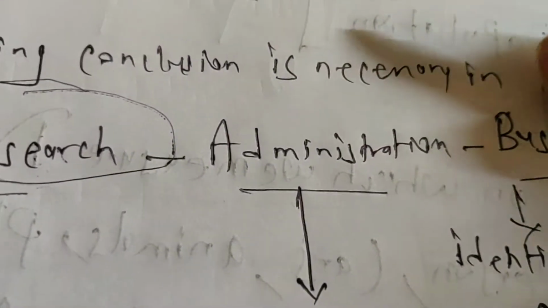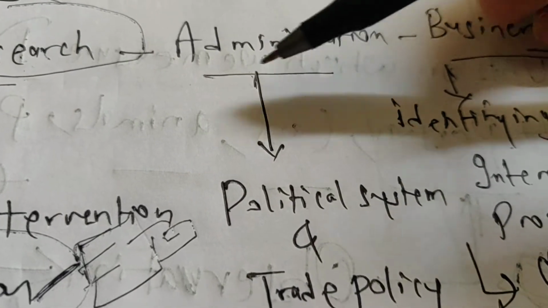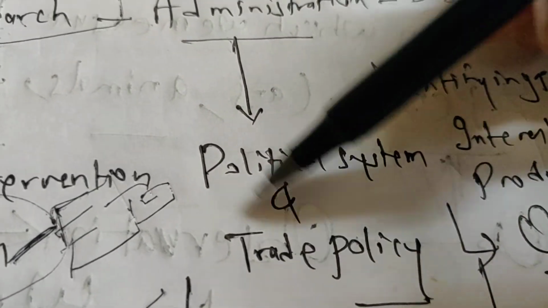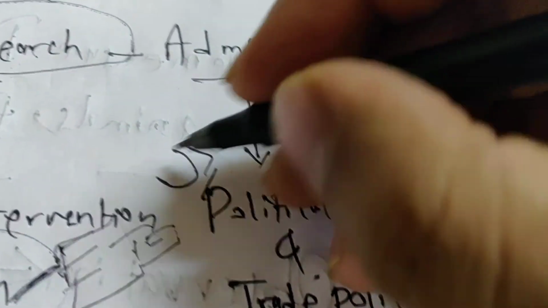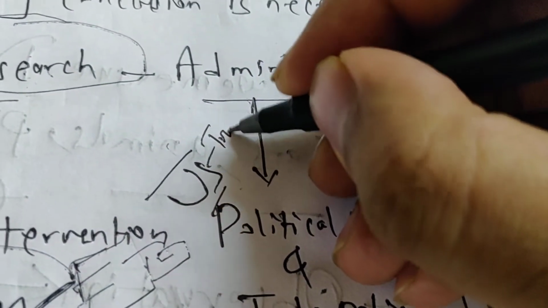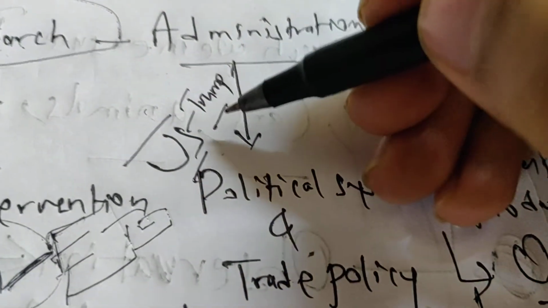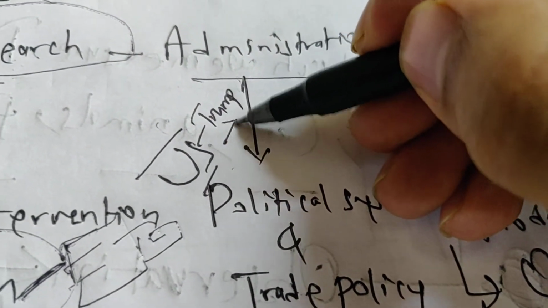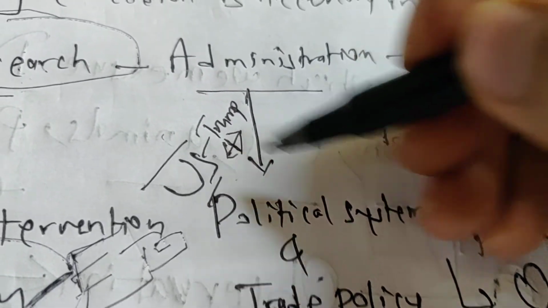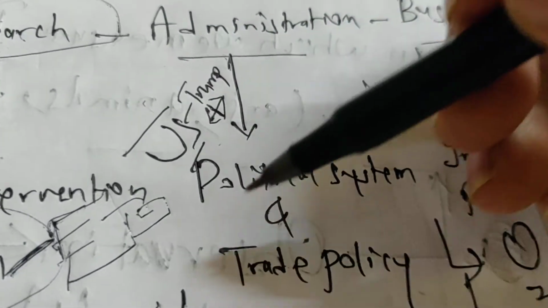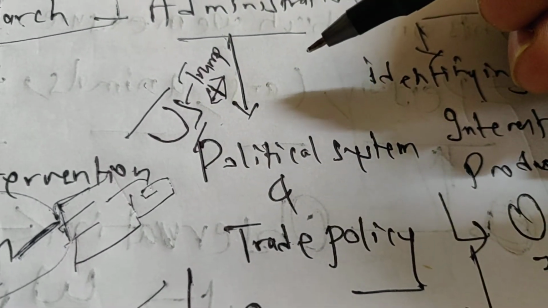The second area is administration. As we all know, with the help of statistics, you can understand the political system and the trade policy. As we know that when Trump is US president, various trade policies have changed. So it depends on the kind of party a particular government system belongs to. So various analysts can understand what will be the trade policy if a particular party gets into power.